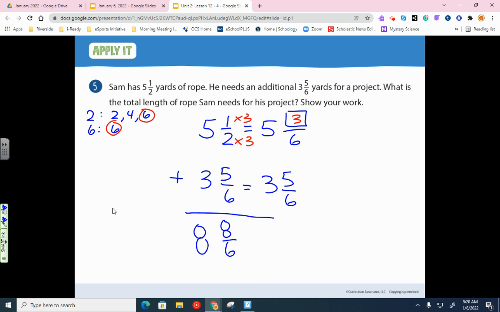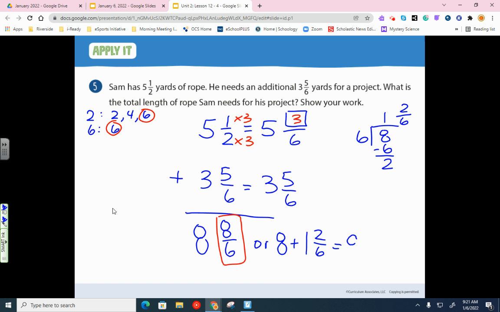For that, we're going to have to convert this improper fraction. Let's do that right over here. That's 1 2/6. So this will be 8 plus 1 2/6, which equals 9 2/6. Or, if you want to simplify, 9 1/3. 9 1/3 yards.